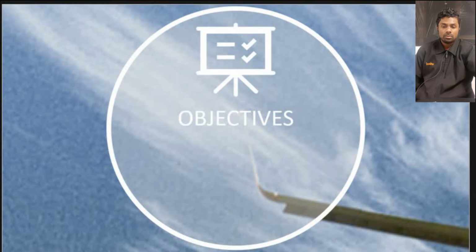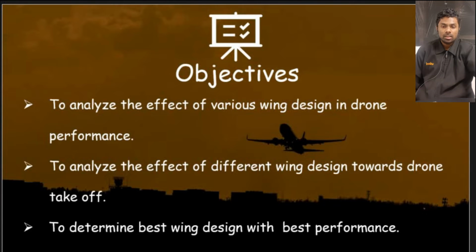Moving on to the objective. There are 3 objectives in this study, which are to analyze the effect of various wing designs on drone performance, to analyze the effect of different wing designs toward the drone takeoff, and to determine the best wing design with the best performance. Next is the methodology.